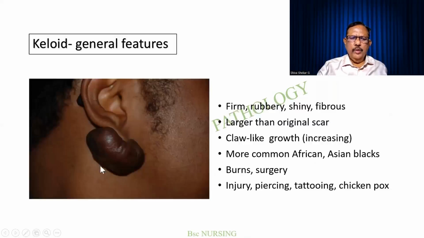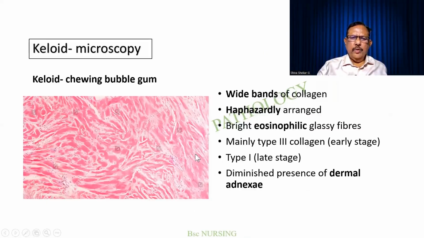Keloid is one. Here you find that there's a large scar tissue which is rubbery and it is claw-like. That is why it is called as keloid. Occurs in burns and in surgery. Also in piercing or tattooing. This is a microscopy. You need not by heart. All these pink ones are collagen bundles which are laid down. There is no normal epithelium that is seen, and there is no adnexae or the normal sebaceous glands, etc. So, wide bands of collagen keloid.